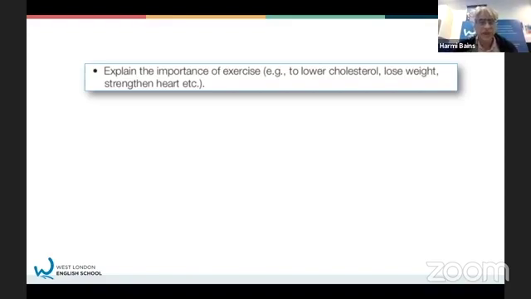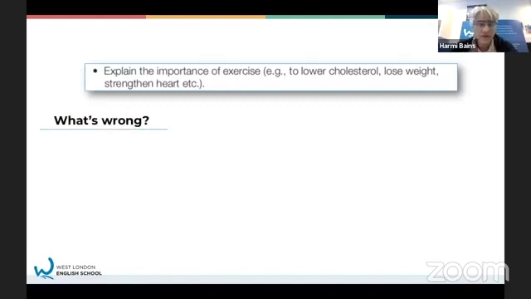They want you to speak. They don't want you to waste too much time thinking, because they want you to speak. They need your speaking to assess you. So you don't have to use the language they give you in brackets. These are just ideas to help you. But here the task is explain the importance of exercise.